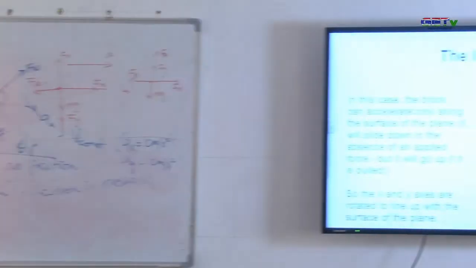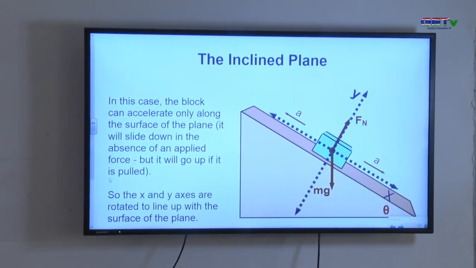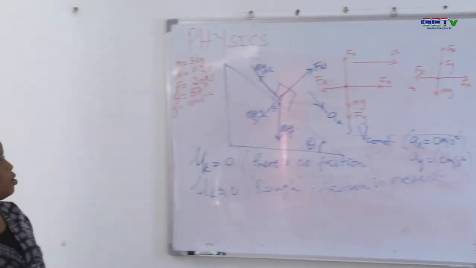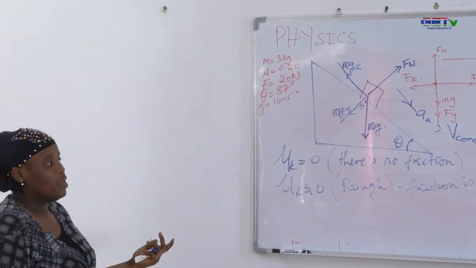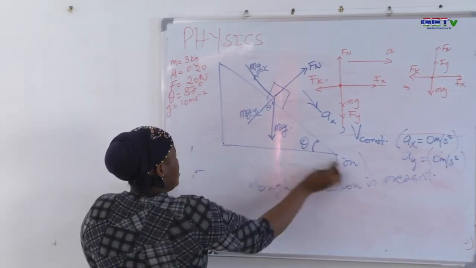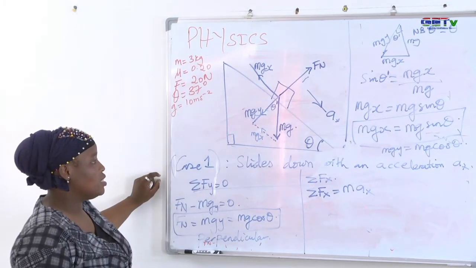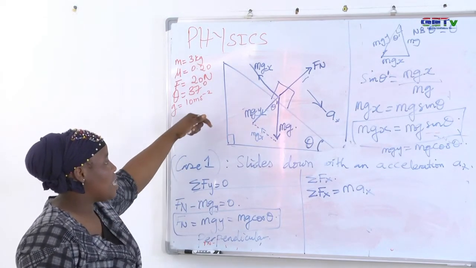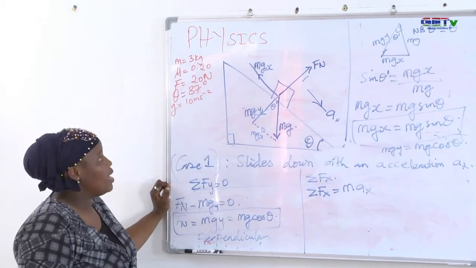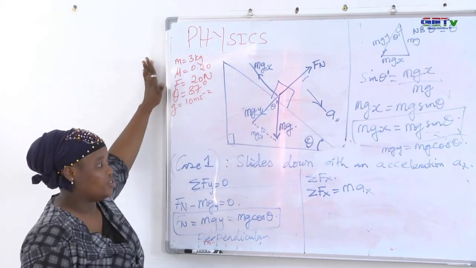Let's go through the notes. That is what I was explaining. Now let's look at this case. You are told that in this case, the block can only accelerate along the surface of the plane. It can only slide down or upwards. I've explained all of those, so no need to repeat them. Let's just take the first case. Case 1, this case tells us that the object slides with an acceleration ax along the x-axis, and the only force acting is just mg in the x direction.